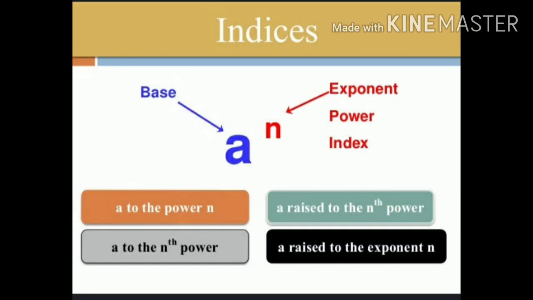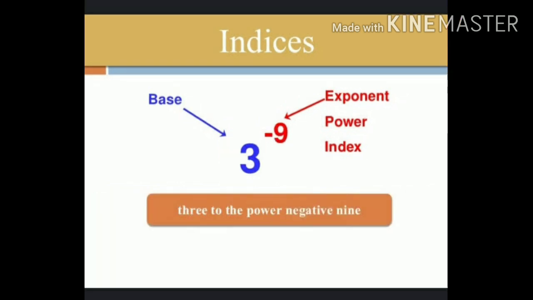Let's learn, children, how to read the index number. There are 4 ways we can read index numbers. First one, a to the power n. Next, a to the nth power. Next, a raised to the nth power. A raised to the exponent n. Now, let's see how to read the number if the index is negative: 3 to the power negative 9.